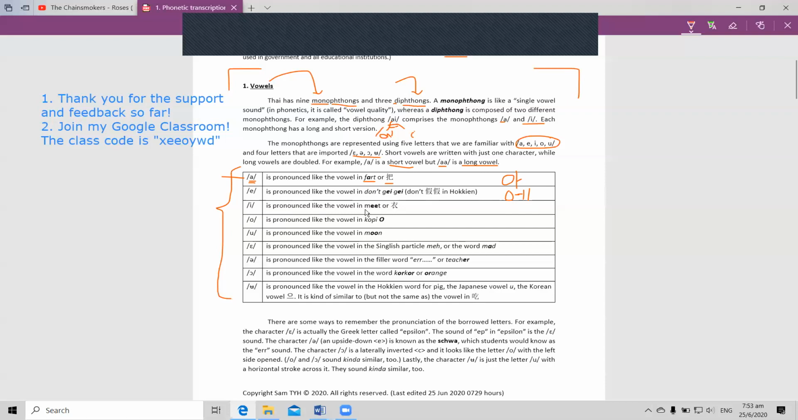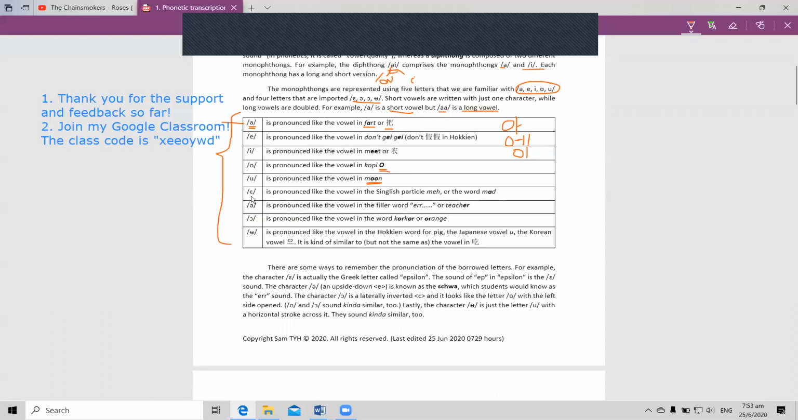E, like the vowel in the word meat or the Mandarin word E. This is pronounced as E. In Korean, it is written this way, right? Next is the letter O, pronounced as O, like the vowel in copy, right? Next is U, like in the word moon, okay? A, E, I, O, U.